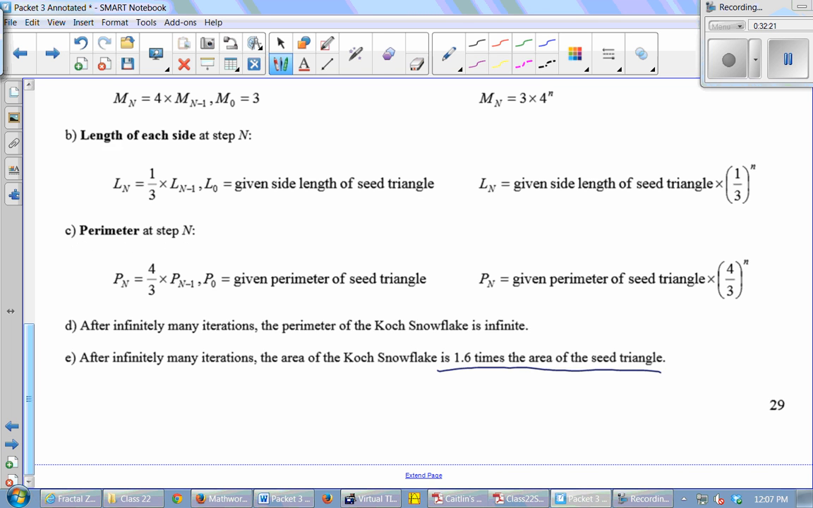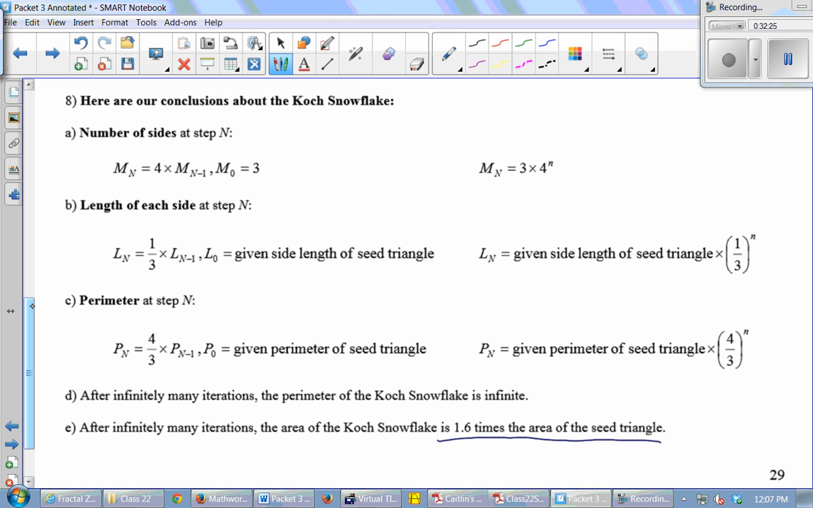All right, so those are all our conclusions about the Koch Snowflake. These formulas are also all on the front page of your packet, so you can use them on test 3.